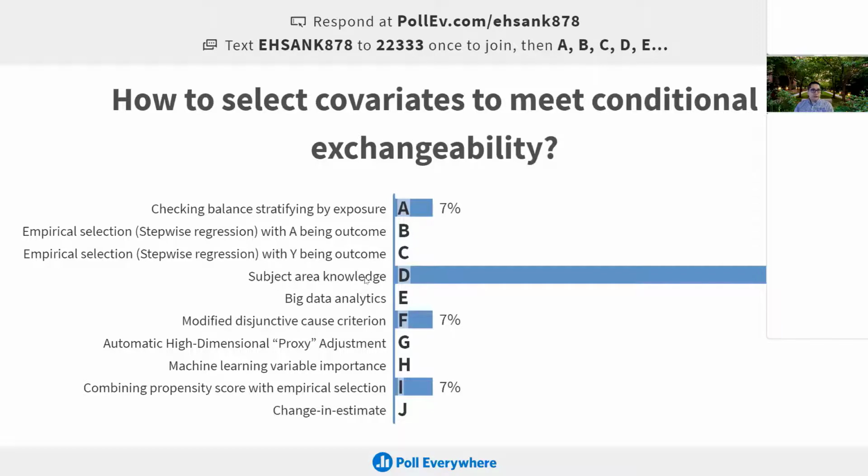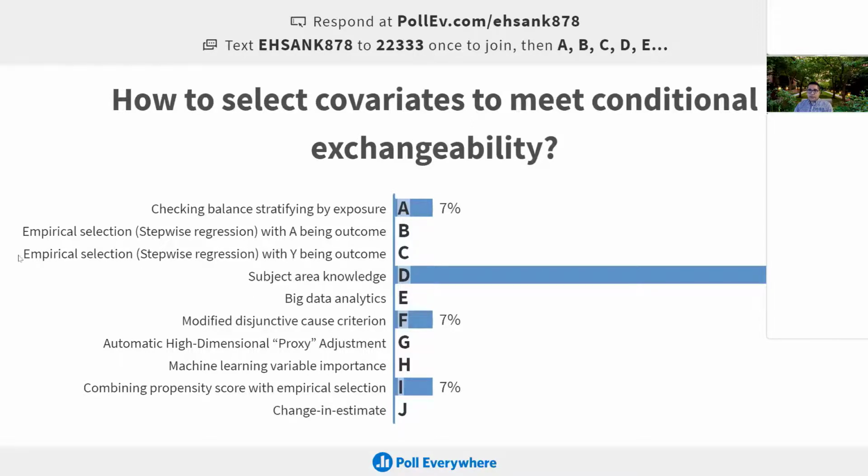But most of the research that you do, say for example, even consider the final project that you are doing, do you think that subject area or the literature already knows what are the things you need to adjust? Probably not. So just relying on subject area expertise is probably not going to be the best strategy.